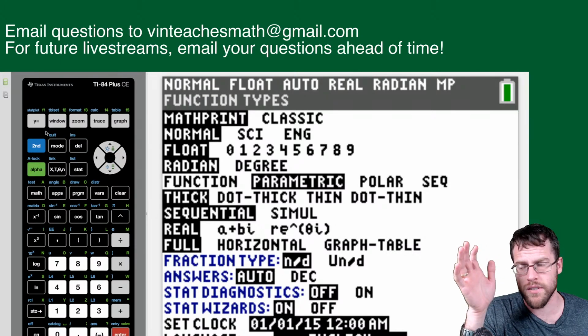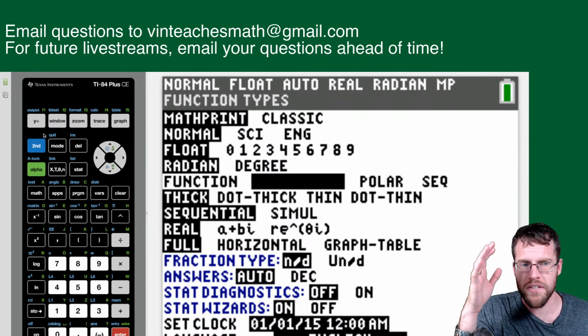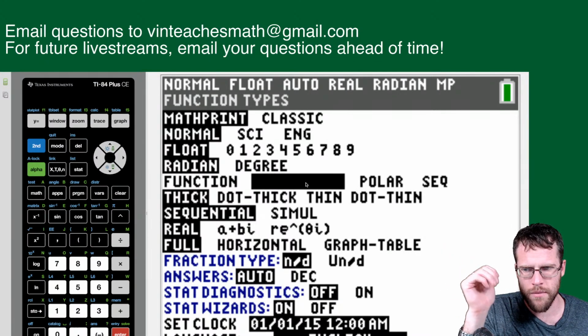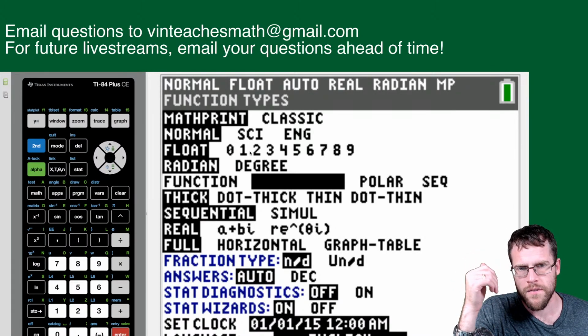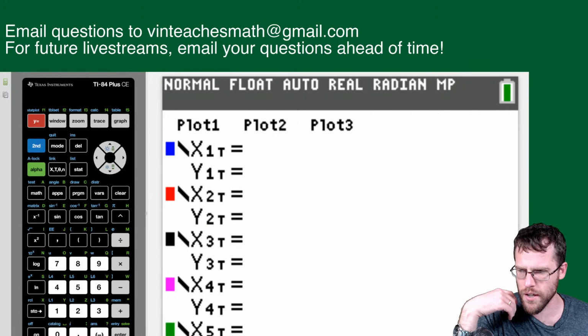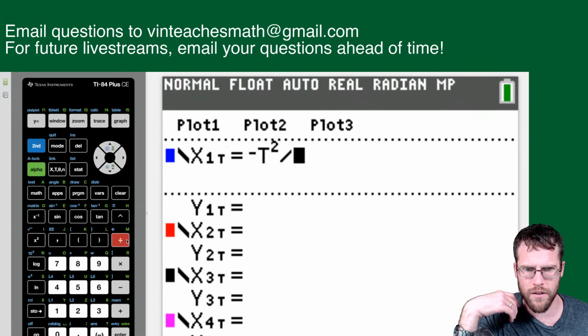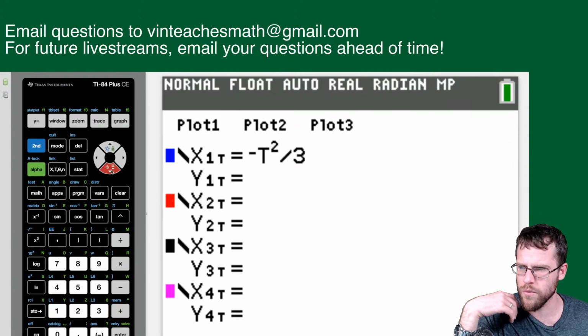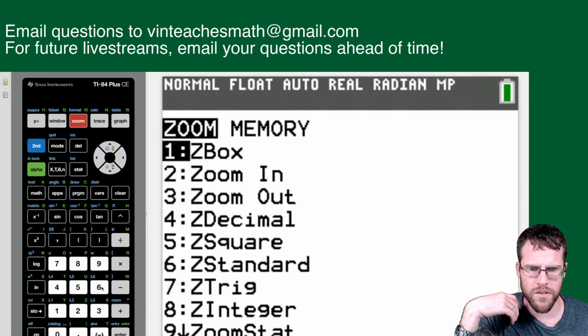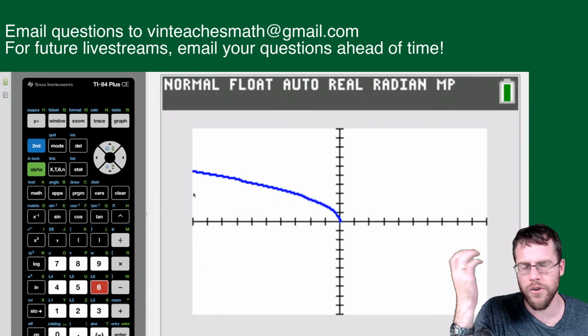Now, the reason I recommend this is because a lot of the questions on the AP test, half the test you get a calculator, and some of these parametric equations are kind of insane to graph without a calculator. So you switch over to parametric, you're in radians, and then let's say you had x equals -t squared over 3. So, you could write stuff in like this, and then you write your y is equal to t. And then when you graph this, like zoom 6, you can see what your graph looks like.